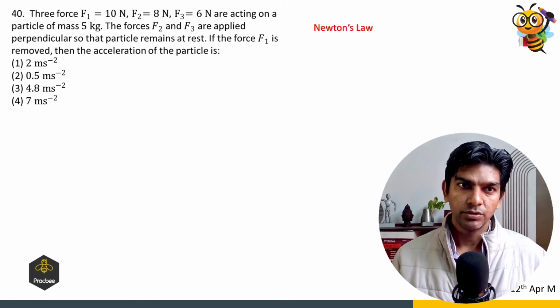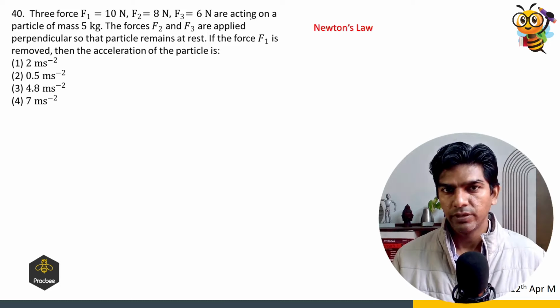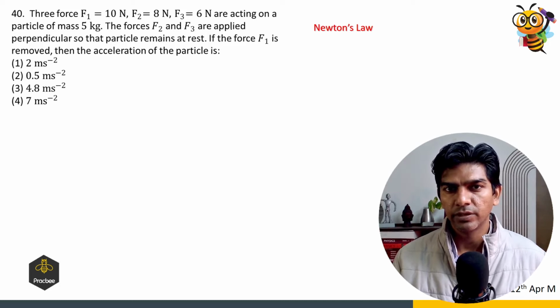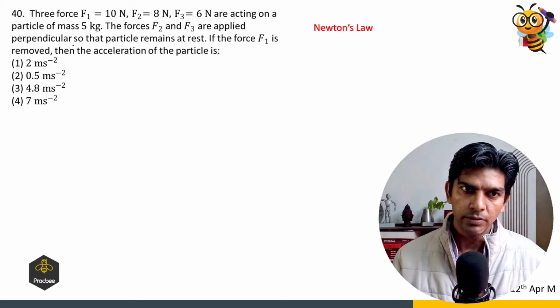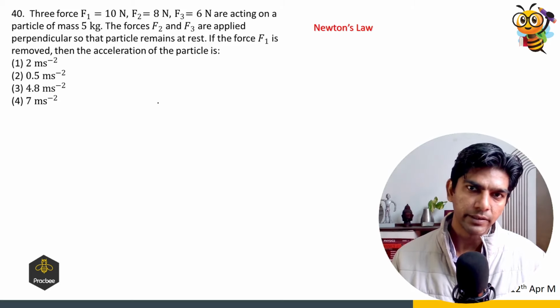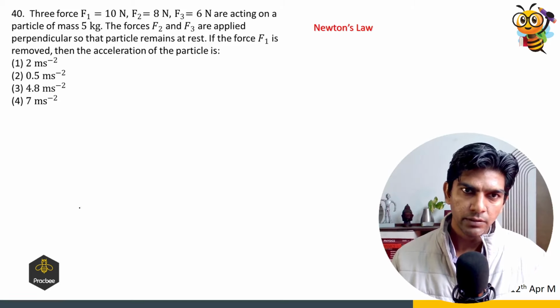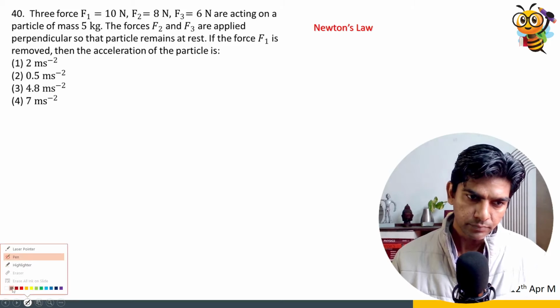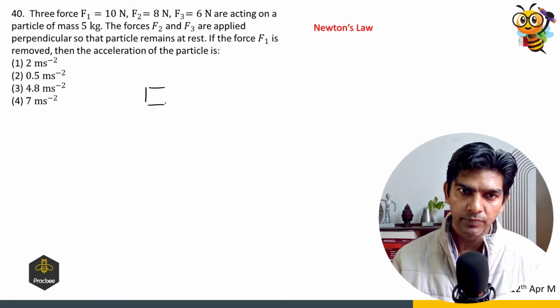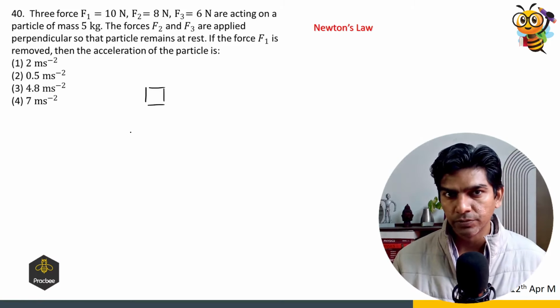Right, so let us see this question. 3 forces F1, F2 and F3 are acting on a particle of mass 5 kg. The forces F2 and F3 are applied perpendicular so that the particle remains at rest. So we are told the particle is at rest and there are 3 forces acting. So it means the resultant of these 3 forces must be 0. So F2 and F3 are acting in perpendicular directions.